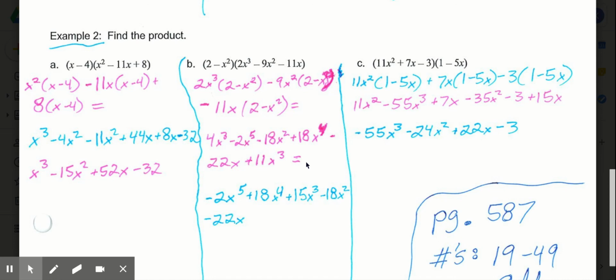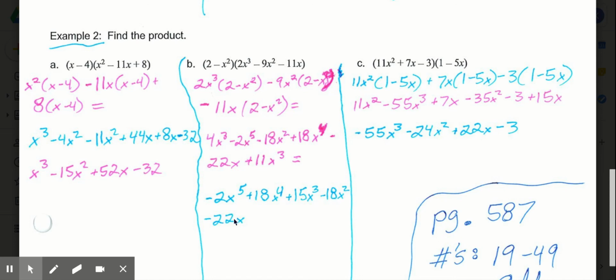So the negative 2x to the fifth comes out in front. Our 18x to the fourth is next. Then a plus 15x to the third, which came from the positive 11x to the third and 4x to the third being combined. Minus 18x squared, which is on its own. And then minus the 22x.